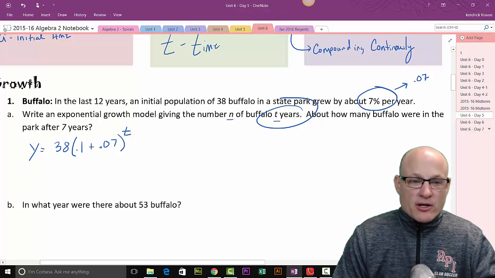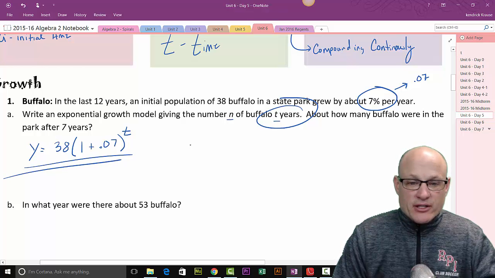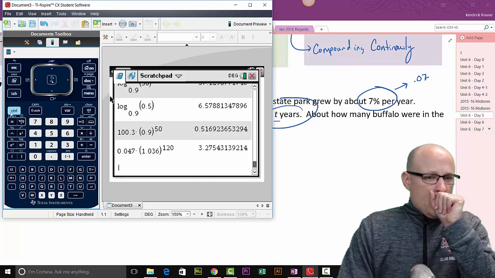About how many buffalo are in the park after 7 years? So this was the model. This is what they want us to create as the model, and then they want us to use 7 years. So y equals, do I have my calculator? Okay, there, I'm good.